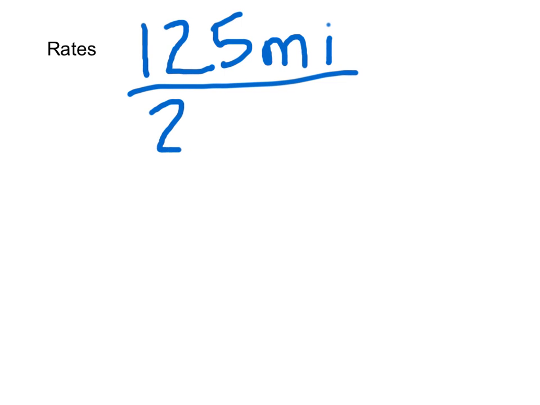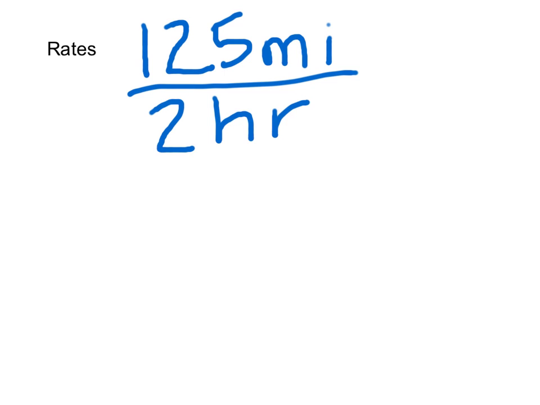Rates are a particular kind of ratio. Where ratios compare two quantities, rates compare two quantities that have different measures. So you might have something like this: 125 miles in 2 hours. We would say 125 miles per 2 hours. That is the rate at which my vehicle is traveling.